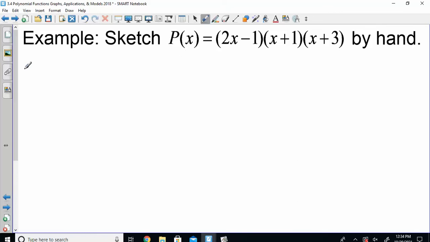All right, so first thing I need to do is find out my zeros. To do that, if it's already factored, you just set each parenthesis equal to 0. So what makes 2x minus 1 equal 0? It doesn't have a power, so it's just multiplicity of 1. x plus 1, and x plus 3.